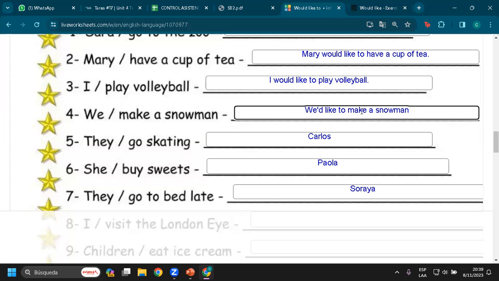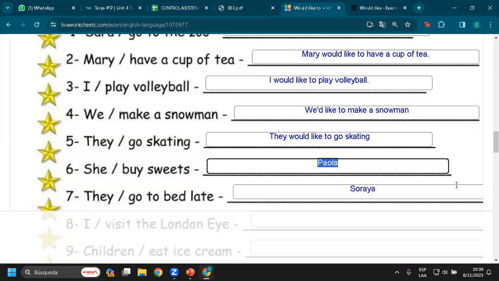They would like to go skating. Okay, they would like to go skating. Very good. To go skating. Excellent. Miss Paola? She would like to buy sweets. She would like to buy sweets. ¿Qué significa sweets? Dulces. Correct. Miss Araya?